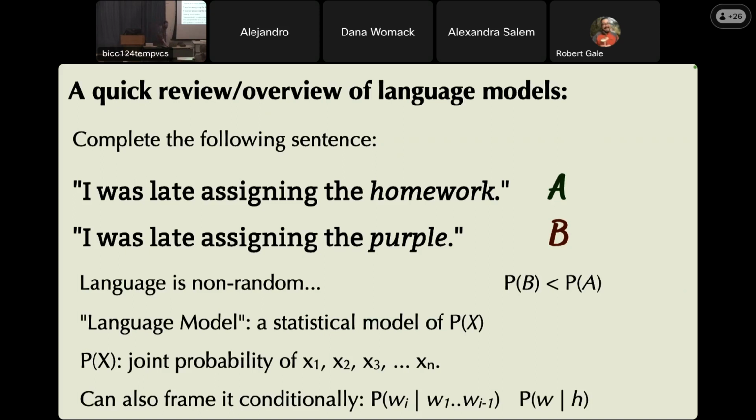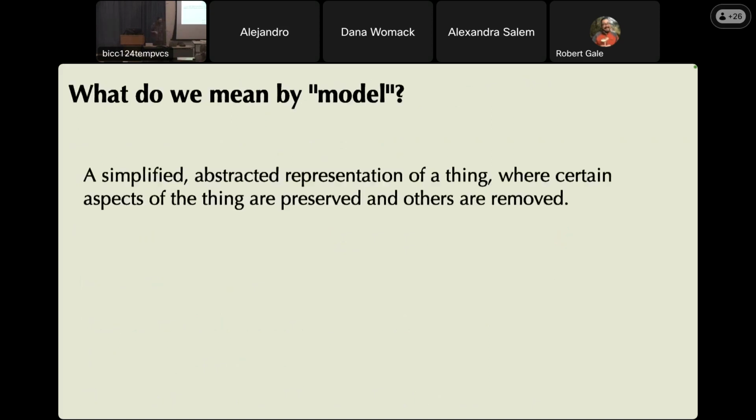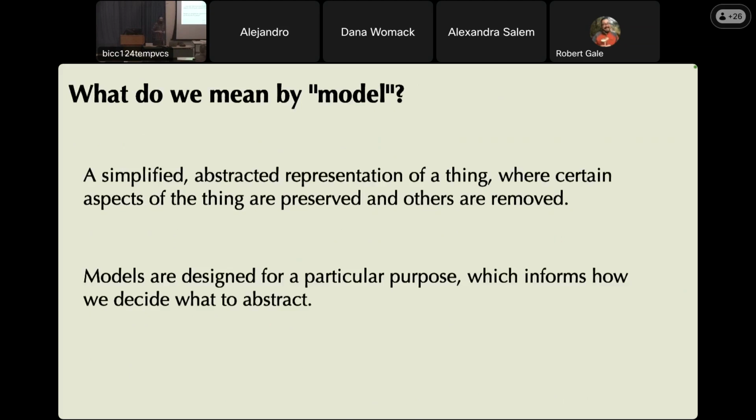As a sidebar, it's worth reiterating what we even mean by the word model here, because model is on my list of danger words that means like 10 things in different contexts. So when I say model, I mean it in the sense of a simplified abstracted representation of a thing, right? Where some aspects of the thing are preserved and others are removed. This is basically what we mean when we talk about a statistical model of something, right? That's really what we're talking about.